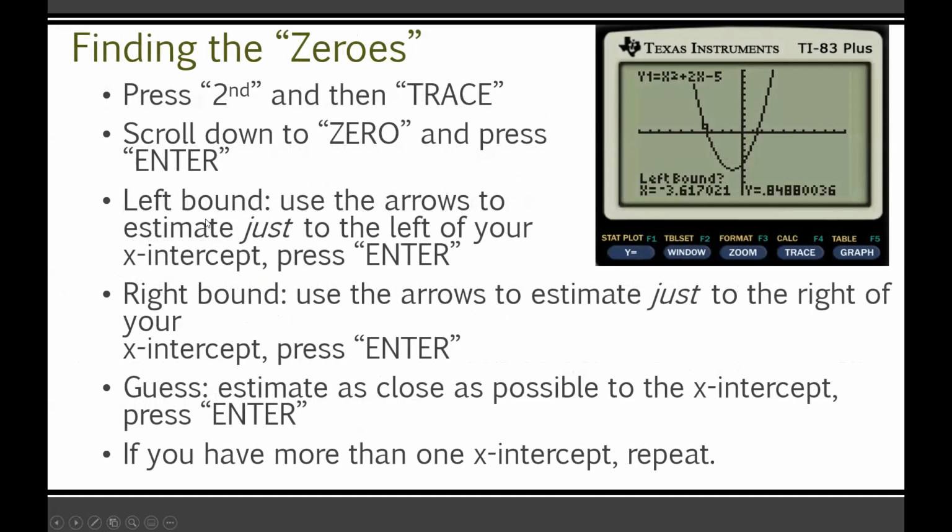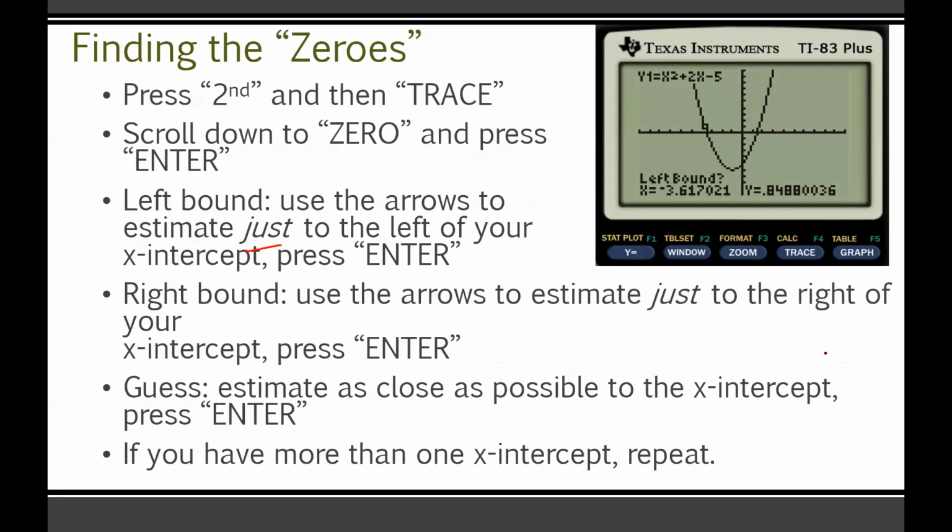All right, so again, finding the zeros: press second, then trace, scroll down to 0 and press enter. Left bound just means use your arrows on your calculator to estimate just to the left of your x-intercept and then press enter. So on the screen, you'll see this little dot that follows along your quadratic. Just keep pressing your left arrow key until it moves just to the left of it. Now I know from conversations we've had before, there's some confusion sometimes about what's the left bound, what's the right bound.